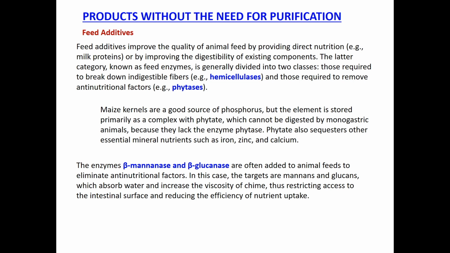And then the enzymes related to fiber degradation, like hemicellulases, which help in digestion of the fibers that can be produced. And then the enzymes beta mannanase and beta glucanase are often added to animal feeds to eliminate anti-nutritional factors. In this case, the targets are mannans and glucans, which absorb water and increase the viscosity of digesta, thus restricting access to the intestinal surface and reducing the efficiency of nutrient uptake. These are the important things.